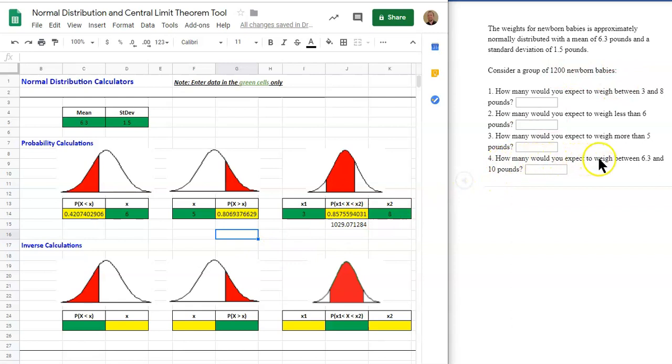Lastly, how many would you expect to weigh between 6.3 and 10? Just like before, we would put in 6.3 and 10. And notice that I had this function here, equals 1200 multiplied by whatever value is here. So since this changed, this also changed. So there we go. We found the value for 4. So this is how you'd use this tool if you're dealing with probability involving a normal distribution.